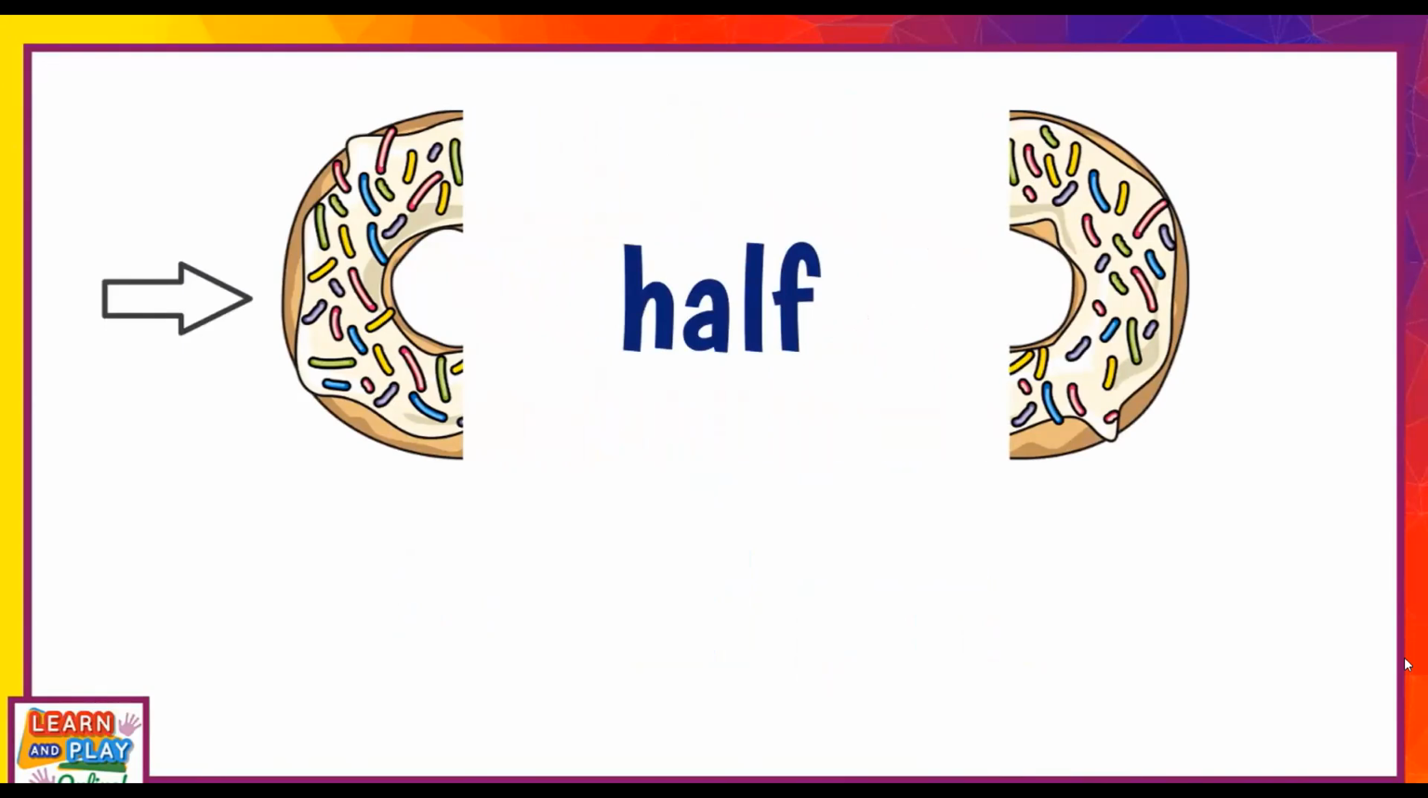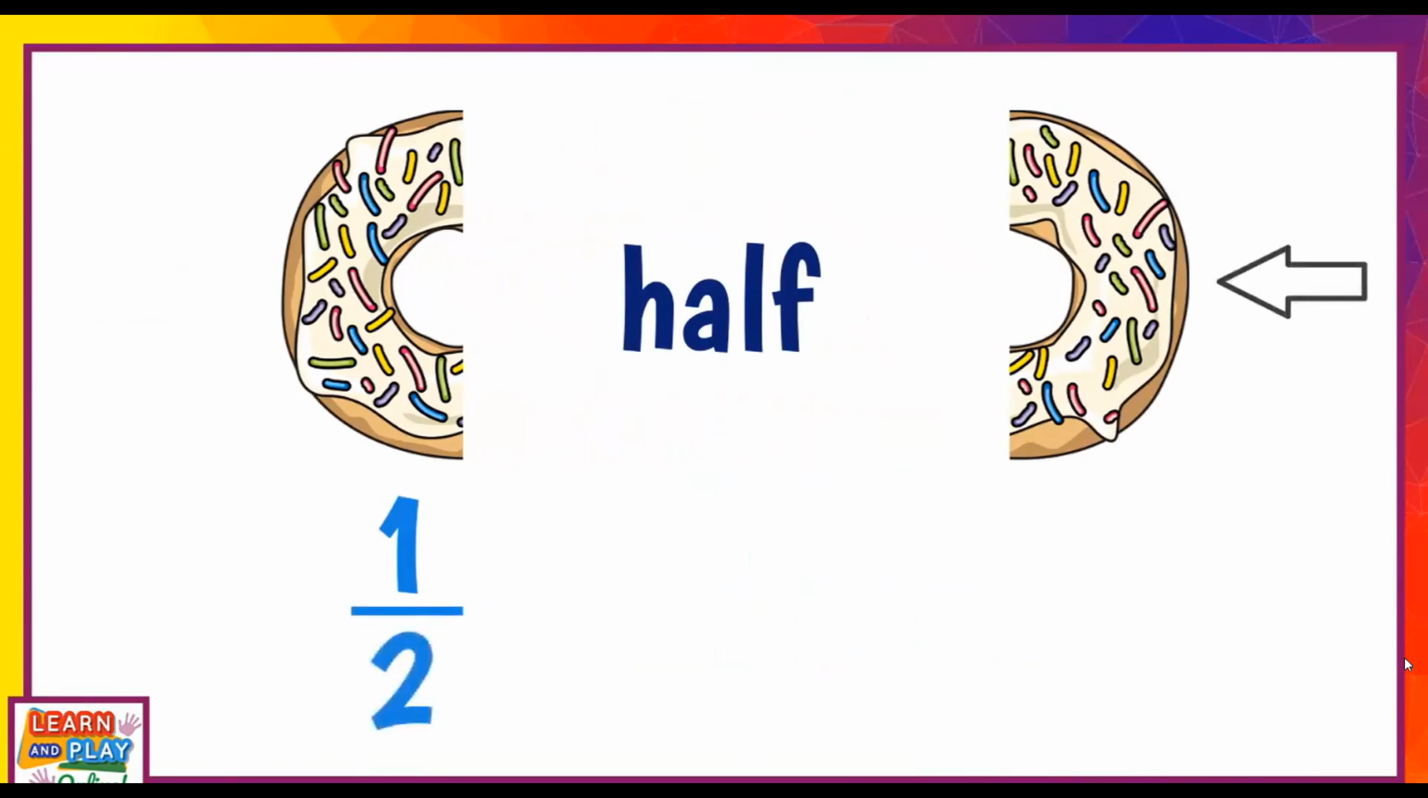On this side, I have 1 piece of the donut, which is why the numerator is 1. But altogether, there are 2 pieces, and that's why the denominator is 2. That's the same for this piece as well. Over here, we have 1 piece of the donut, but there are 2 pieces altogether. Each piece shows half of the donut.